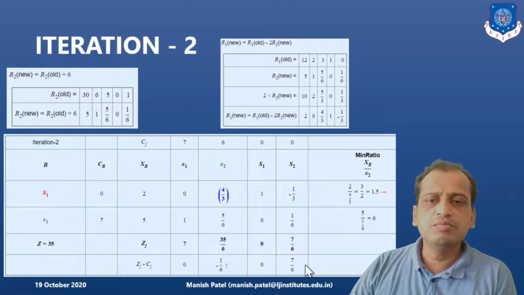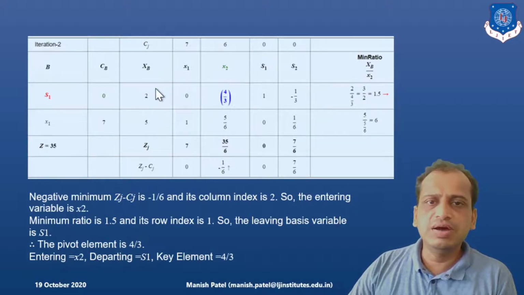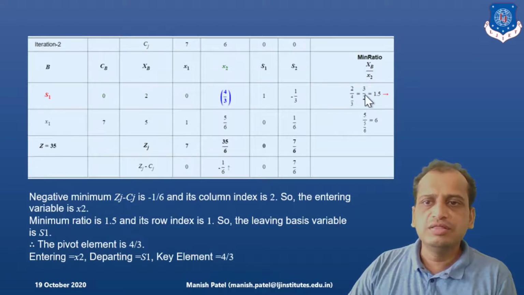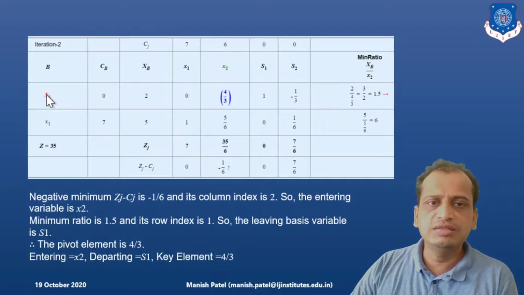We look into the negative number, that is minus 1 by 6, and its column index, that is the negative minimum, right? So this column is the pivot column. Again we will divide xb: 2 divided by 4 by 3 is 3 by 2, 1.5, right? Same way 7 divided by 5 by 6 comes out to be 6. When you calculate this minimum ratio, you look for the least positive number, that is this one. So this is our least positive number, and S1 is the leaving variable, and the variable x2 of the pivot column is the entering variable. So instead of S1 we will write x2 here.